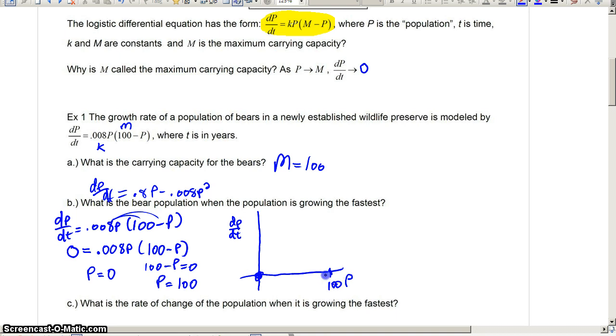We know that our parabola is opening down, and even without having to resort to calculus, we can know by the symmetry of a parabola that the vertex, which in this case corresponds to the highest point on the curve, must occur symmetrically between the x-intercepts. So if I average 0 and 100, the value right in between, we'd be at 50. So what is the bear population when the population is growing the fastest? 50.